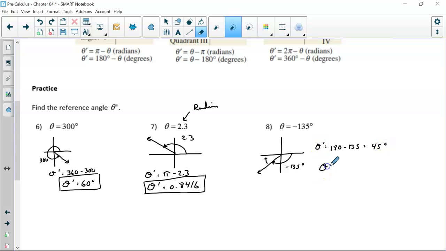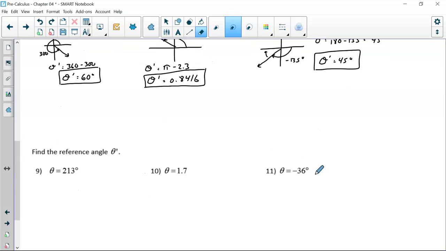So you want to think about it a little bit. There's other ways to do it. I think that's the easiest way. Theta prime is 45 degrees. It's going to be 45 degrees to get us back to the x-axis. Once again, reference angles are always positive, so it doesn't really matter which way the reference angle is going. It's always a positive angle.